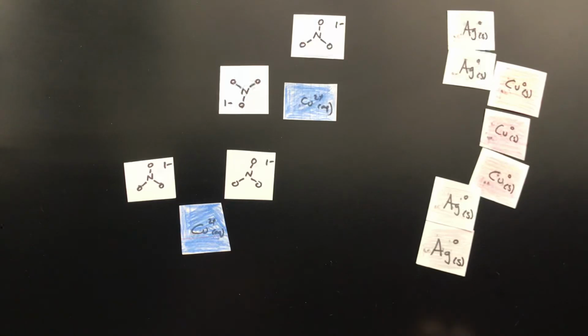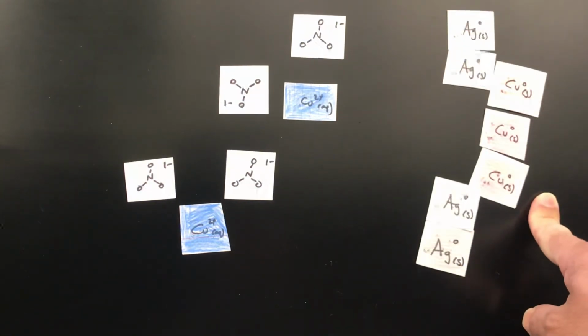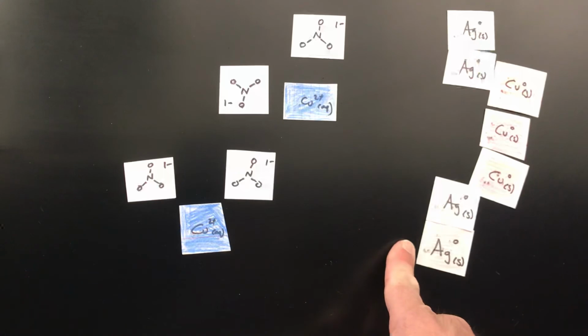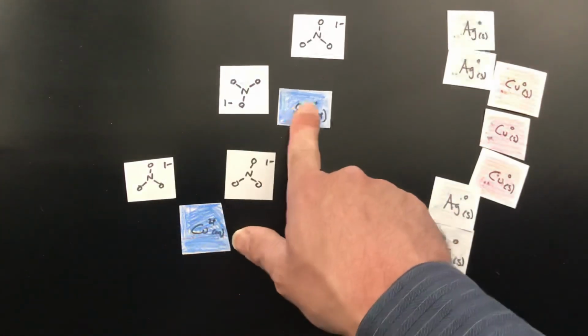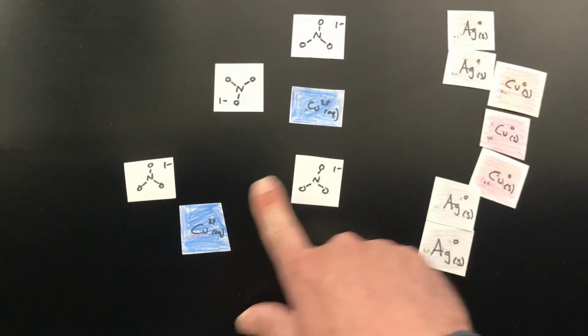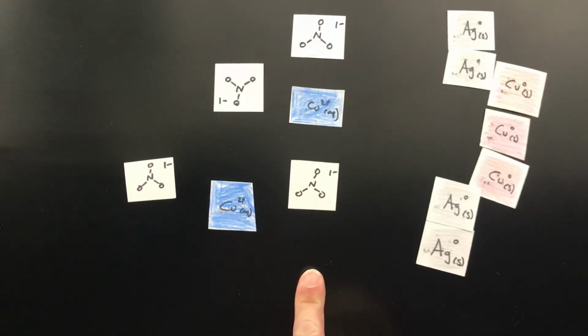Notice that we didn't have enough silver to use up all of our copper, so we have some solid copper remaining. But visibly, we would expect to see the formation of some shiny silver metal, and we would expect the solution to turn blue. Notice that the nitrates have not changed at all in this process, and that is the reason that we refer to them as spectators.